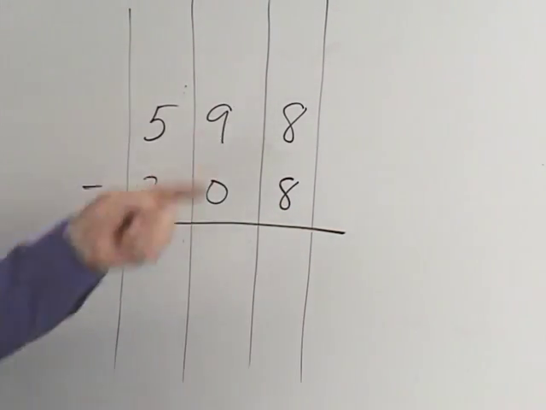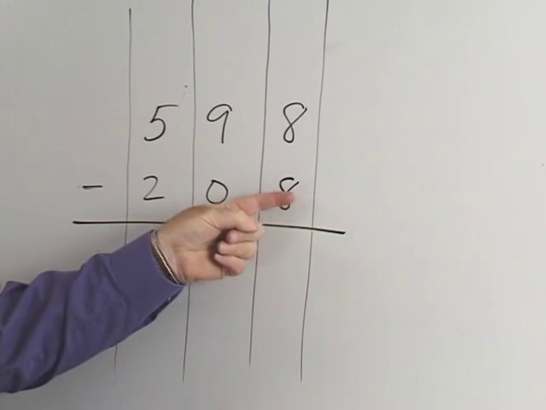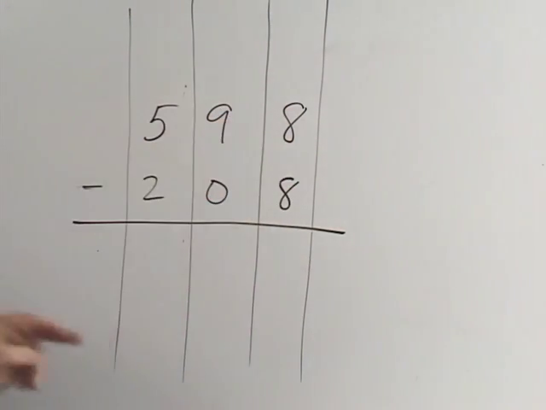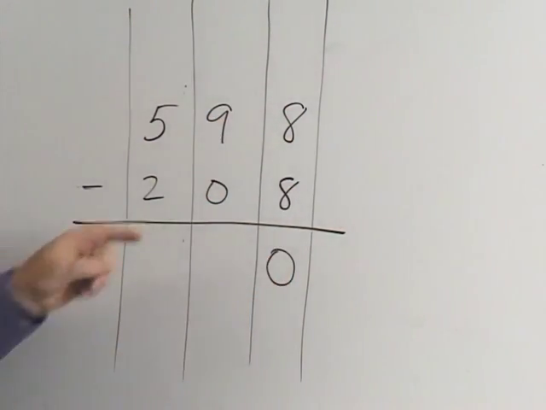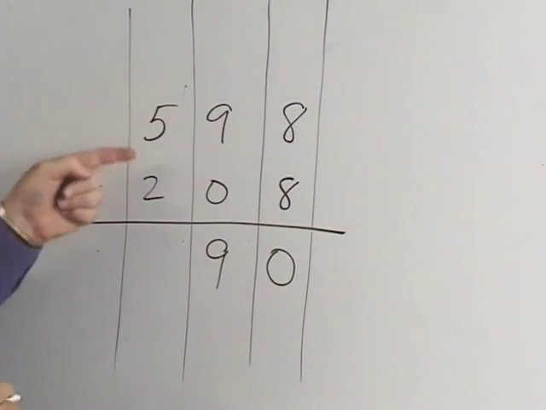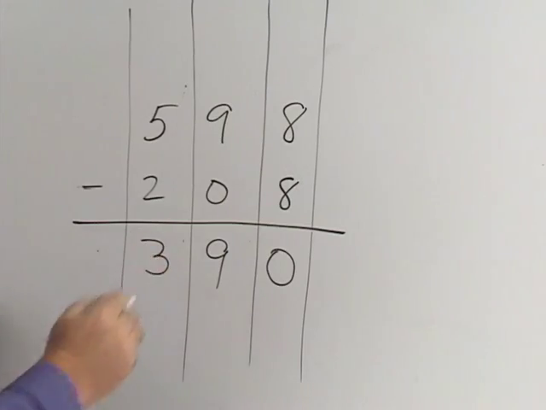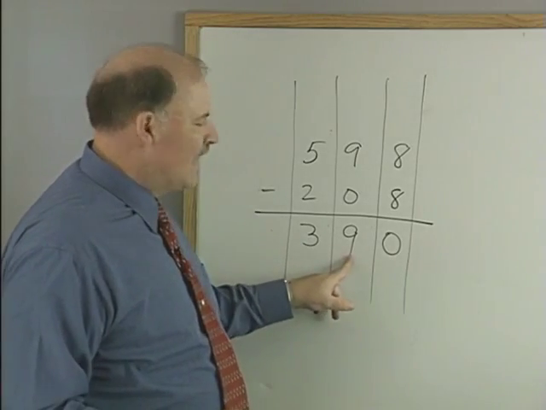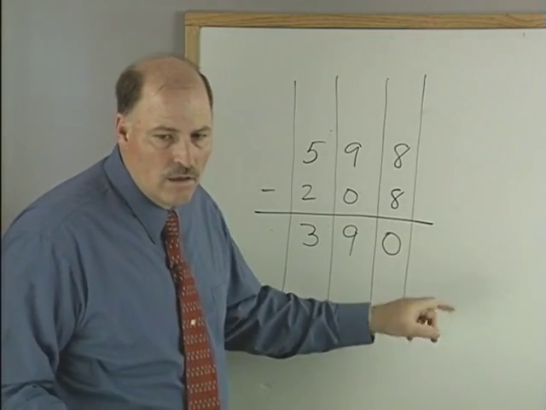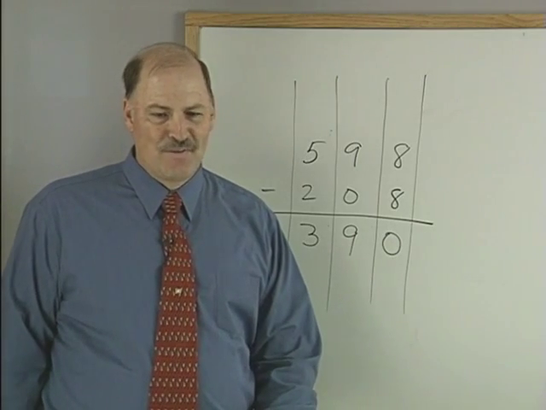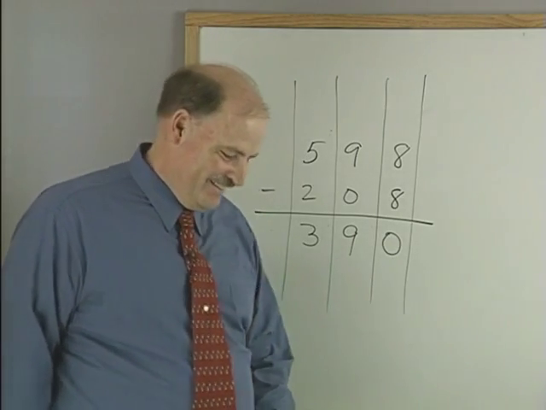Okay, 8 minus 8, 0. Or what plus 8 makes 8? 0. 9 minus 0? 9. 5 minus 2? 3. And this is 390. That's it? 390. Good. All right.